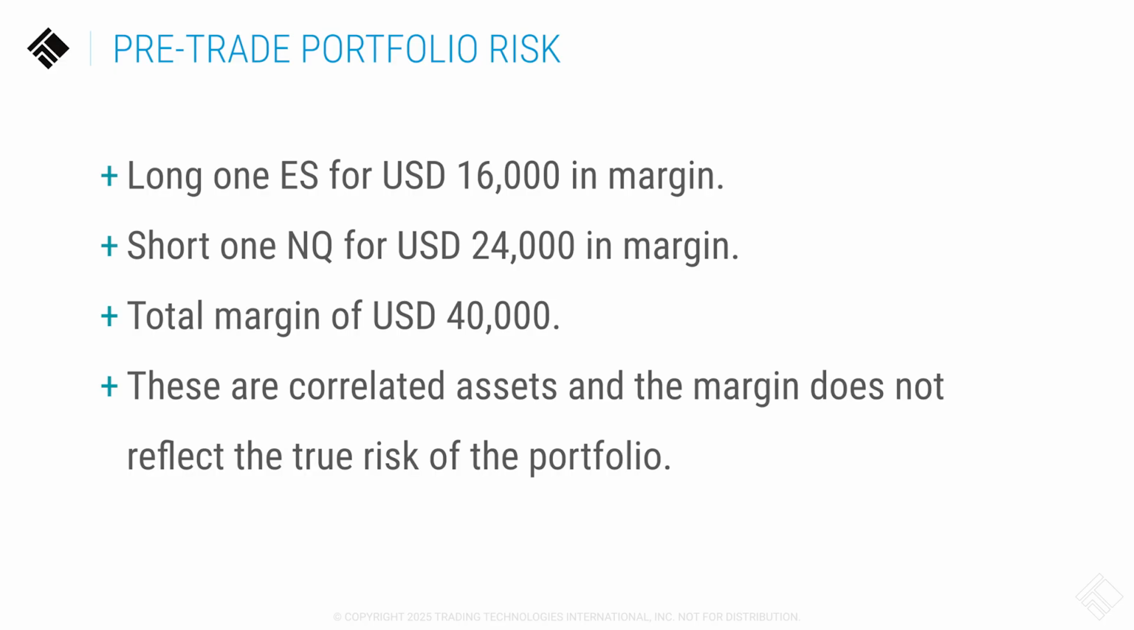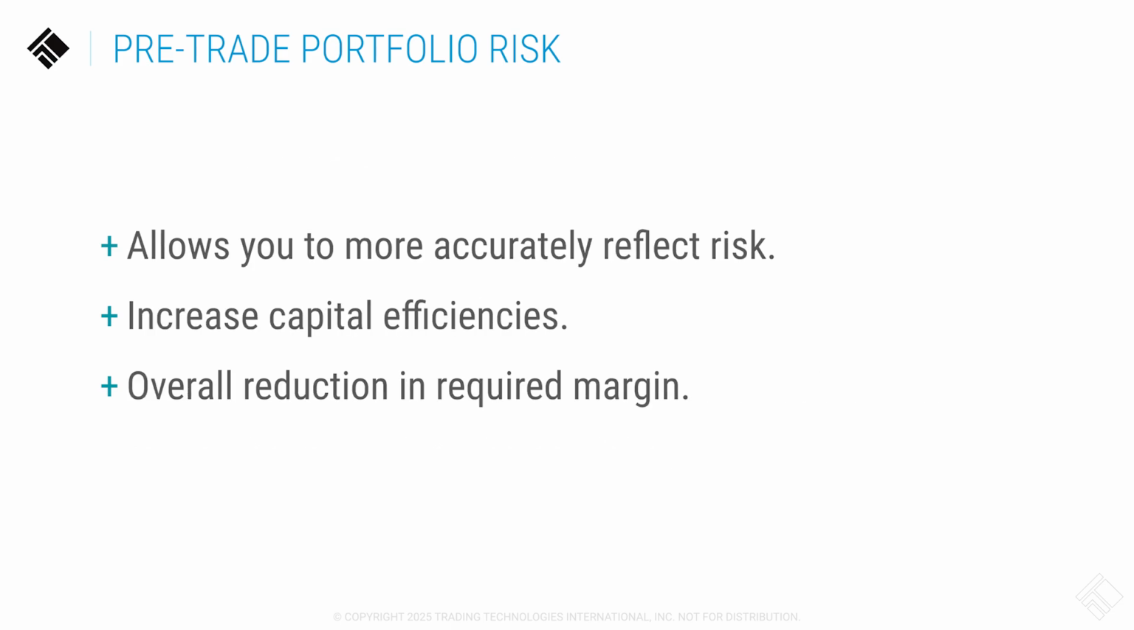However, this does not truly represent the risk of the entire portfolio, as these are somewhat correlated products. So with TT Pre-Trade Portfolio Risk, that correlation is taken into account, that there is actually less risk here, and therefore less margin is required. So the purpose of portfolio risk here is really to reduce that margin usage. That's really the major takeaway here. It allows you to more accurately reflect that risk, therefore allows you to maximize your capital efficiencies by giving you an overall reduction in the margin that is required.